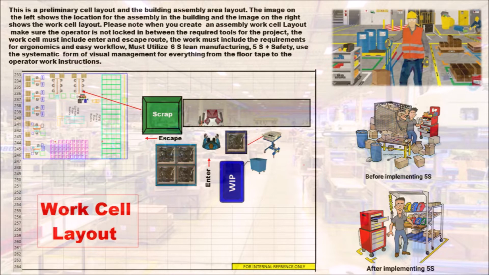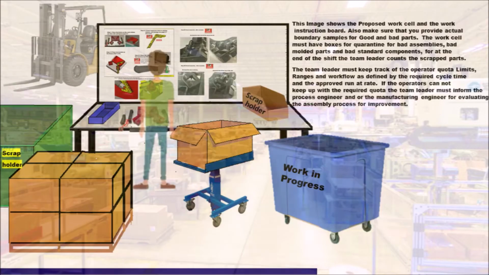The work cell must include enter and escape route. The work cell must include the requirements for ergonomics and easy workflow, must utilize 6S lean manufacturing, 5S and safety, and use the systematic form of visual management for everything from the floor tape to the operator work instructions. This image shows the proposed work cell and the work instruction board. Also make sure that you provide actual boundary samples for good and bad parts.